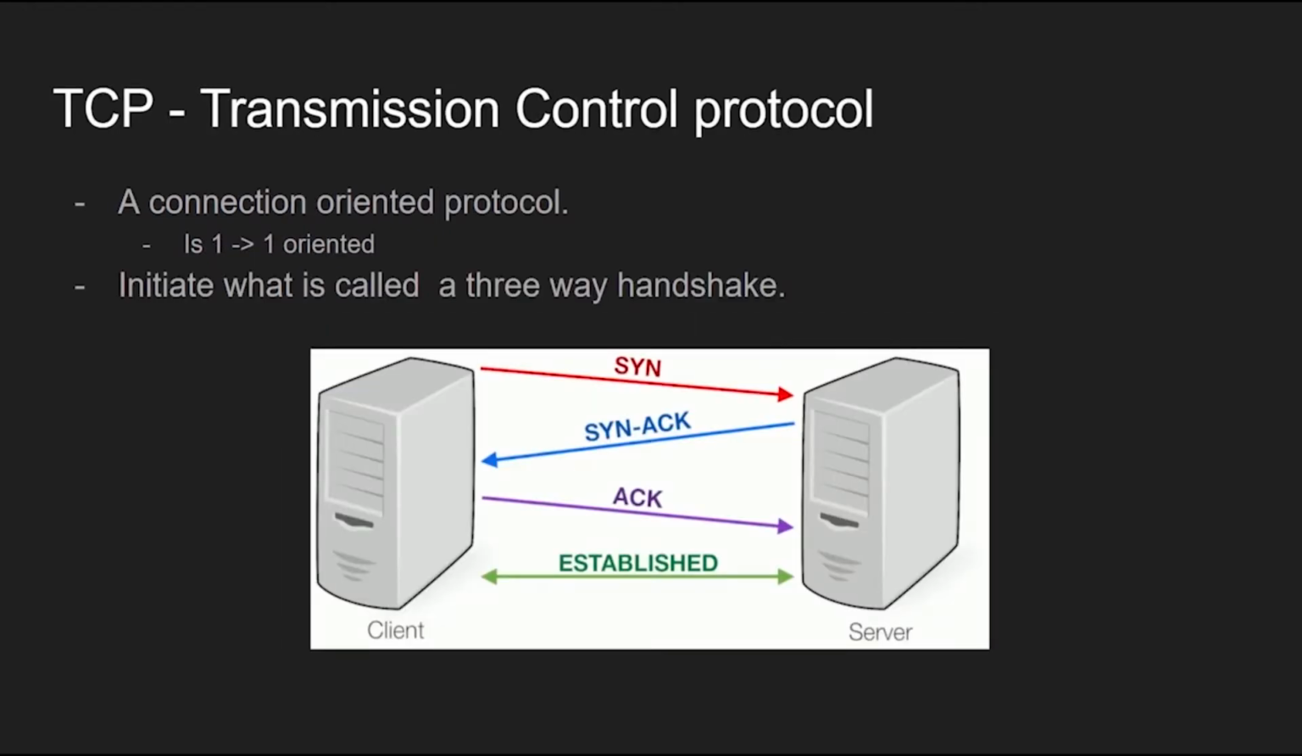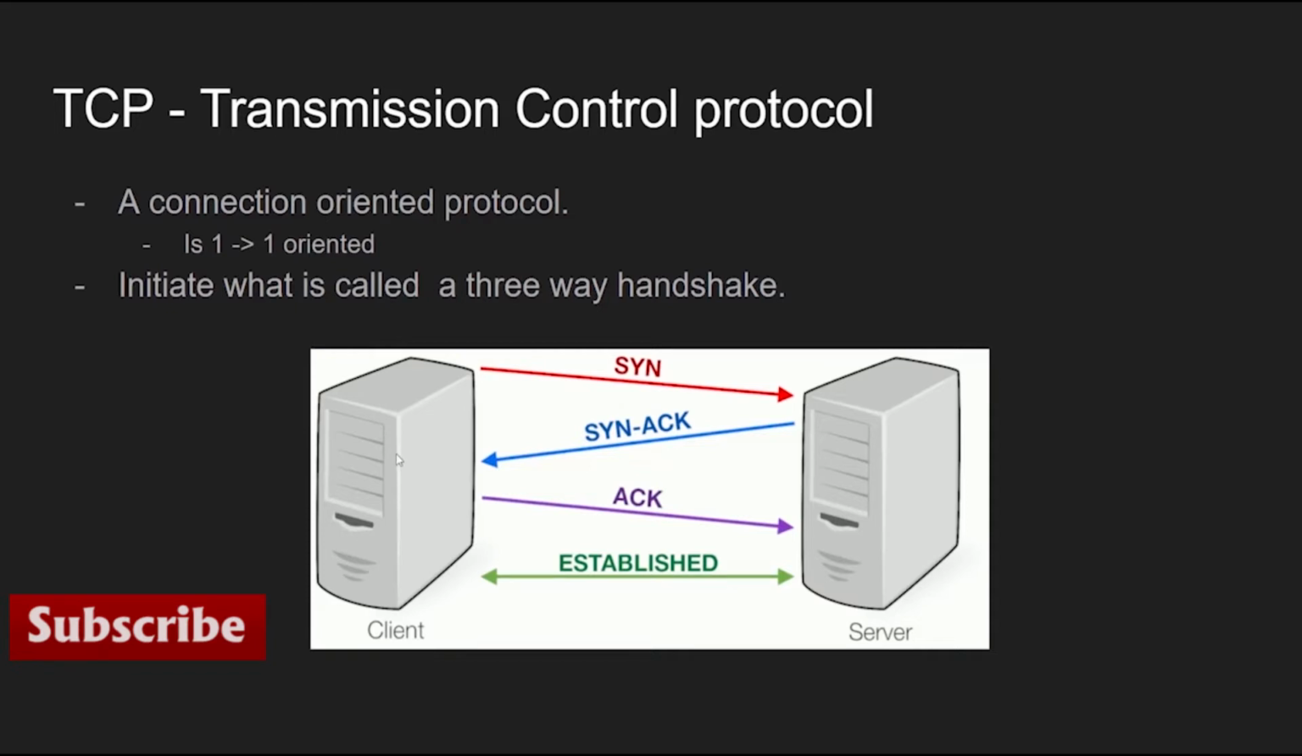So TCP is a connection-oriented protocol, and it is a one-to-one protocol as well, meaning that we cannot use it for broadcasting messages, because we need to establish a connection between a client and a server in order for us to communicate. So TCP initiates what is called a three-way handshake, and that is illustrated in the picture right here.